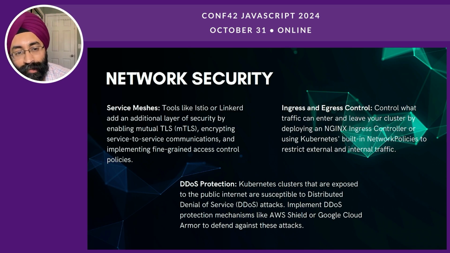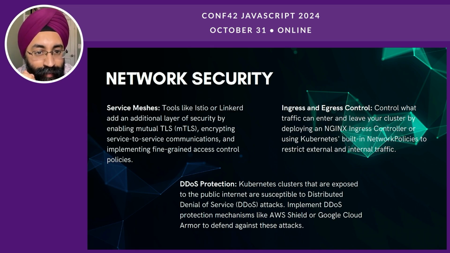So we have something called service mesh. Most of the organizations use service mesh, where they will limit the incoming traffic, and from there they will distribute the traffic based on the network rules. Commonly used service meshes are Istio or Linkerd, which add an additional layer of security by enabling mutual TLS. So mutual TLS is a very secure way of communicating over a secure protocol.